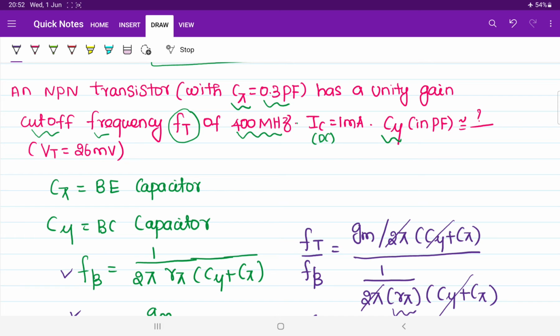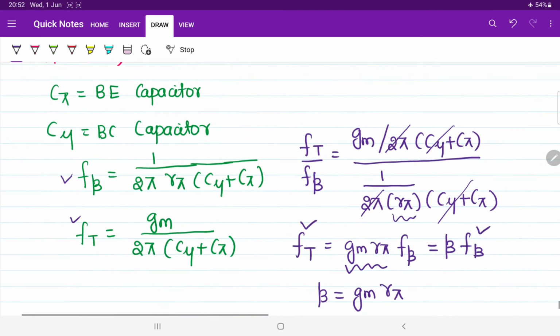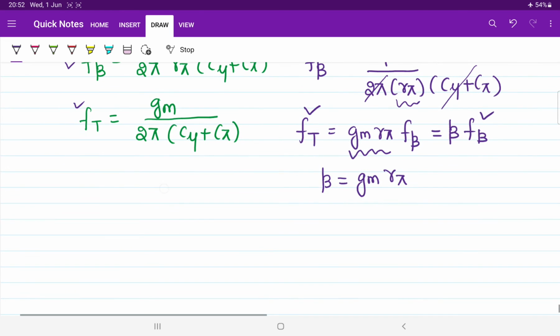Yes. So anyway, the question is we are requested to calculate the value of C mu. In order to know it, we must explore all other parameters. C pi is given. Ft is given. But what is missing in the question? If you observe carefully, take the formula. Where is the value of Ft? This is unity gain bandwidth or unity gain cutoff frequency.